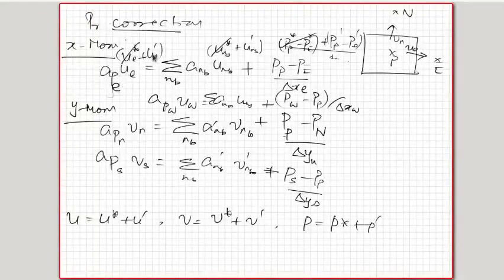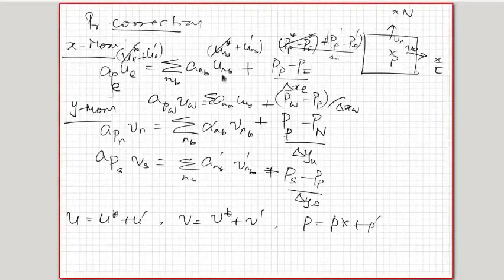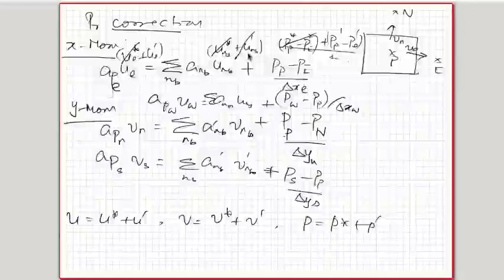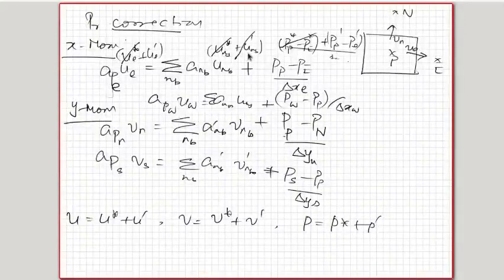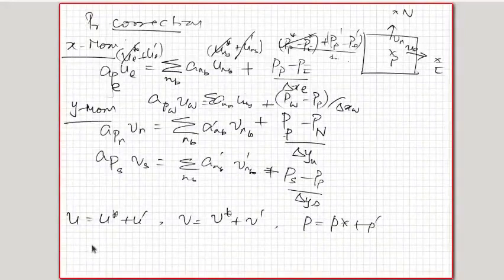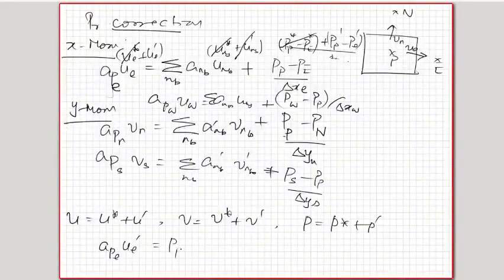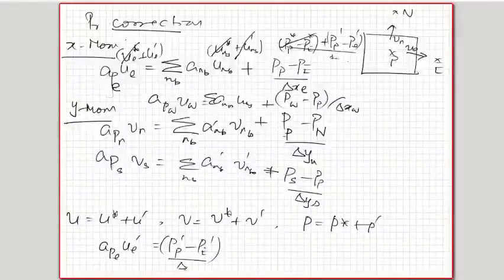APE into UE prime is equal to summation over the neighbors of all the corrections plus this. Now, if I neglect this term, saying that eventually when it converges, these U prime and V prime are going to go to 0, so let me not take into account the corrections of the neighboring points to affect the correction at any given point. Then this equation reduces to APE UE prime is equal to PP prime minus PE prime divided by delta X.